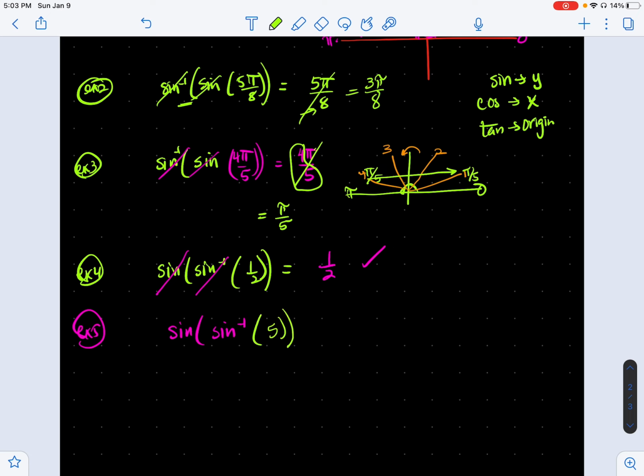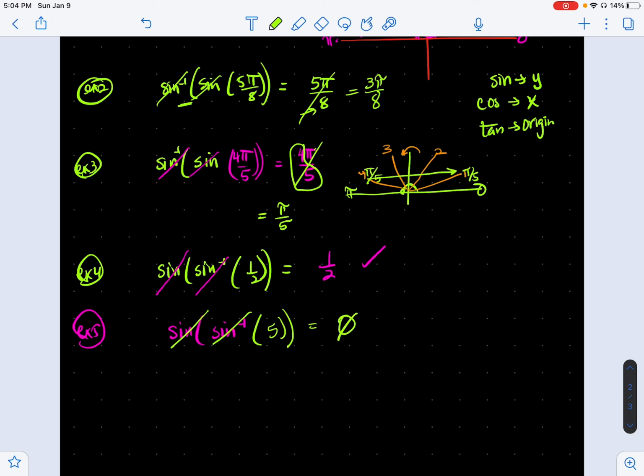Let's call that a 5. Ta-da! Sine and sine inverse cancel. It's like, wait a second. Because sine is on the outside, sine inverse on the inside, this should have been between -1 and 1, and clearly 5 is not between the two. So I'm going to say there's no answer.